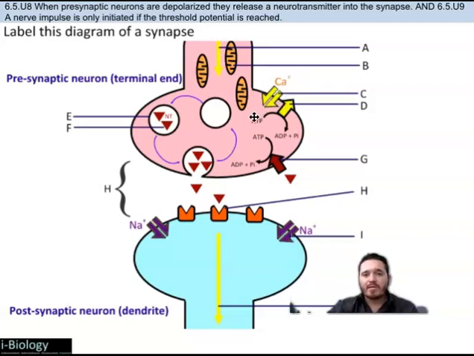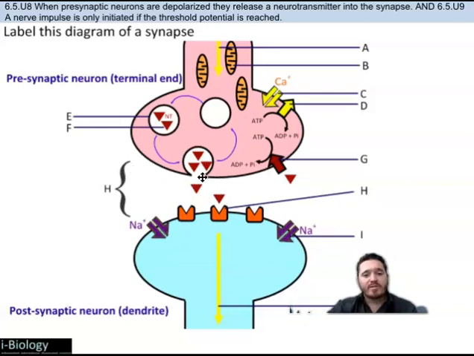The calcium enters, binds to the vesicle with the neurotransmitters inside of it. That then directs the vesicle to go to the membrane and fuse with the membrane and release the neurotransmitters into the synaptic cleft over here.